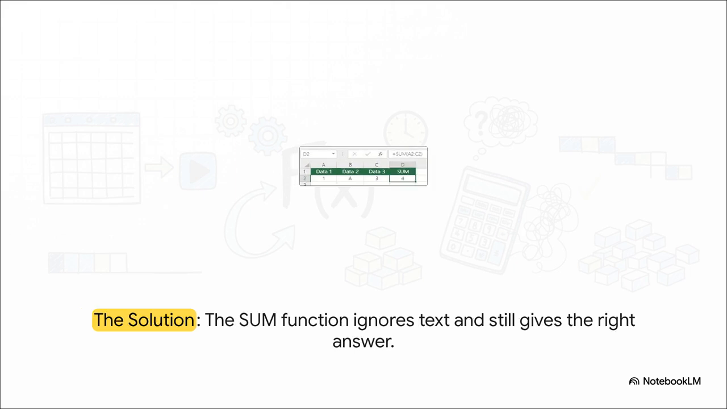And this is just a beautiful example of what functions can do. This sum function is designed for this. It sees the text, understands it's not a number, and simply skips over it, adding up the rest of the numbers perfectly. Another headache completely avoided, and you get the right answer without even knowing there was a mistake.